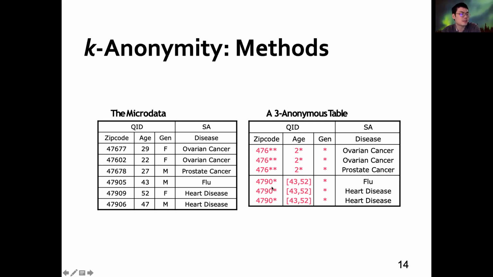For example, now if I see this record released for data mining, I see there are 3 people with this attribute. Even though, for example, I want to know that lady with heart disease, I cannot differentiate her from the other 2 men with flu. So I cannot just conclude that this lady has heart disease. Maybe this is the lady that has flu. So that kind of protects the privacy.